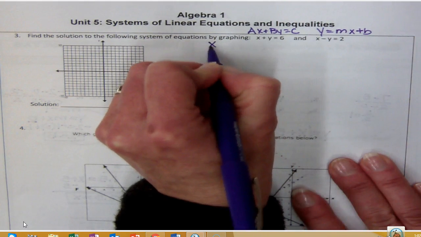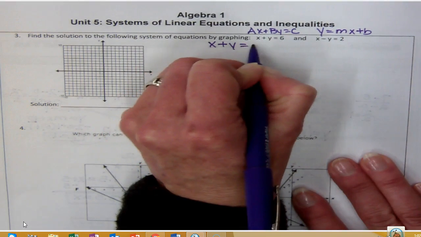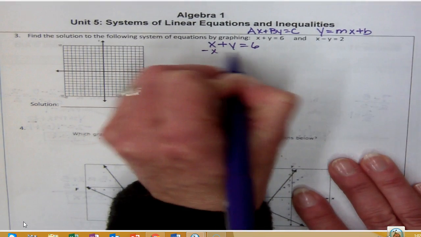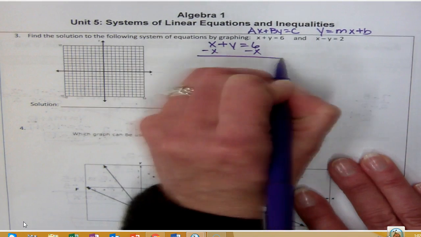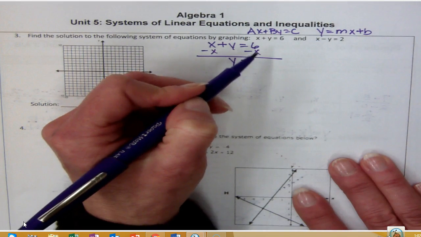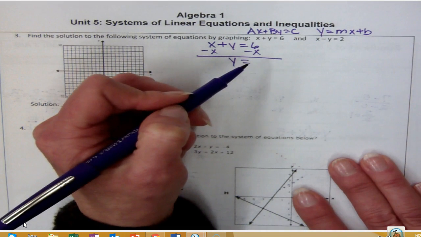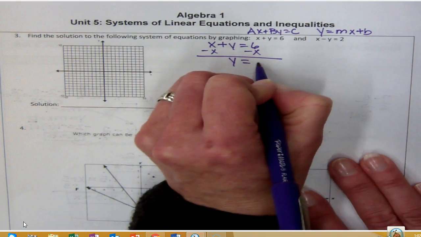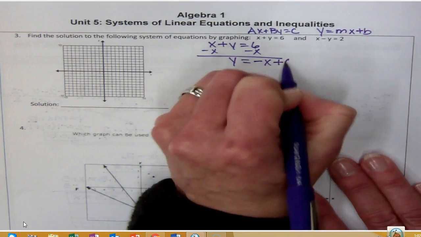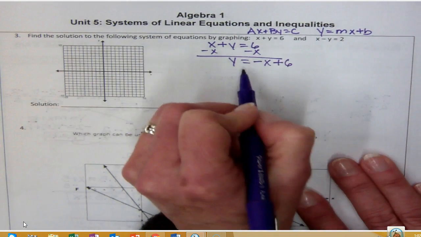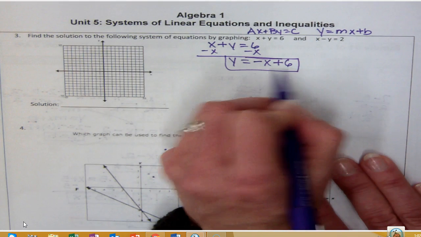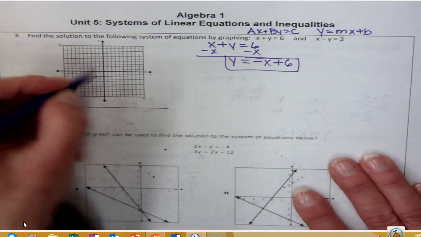So I'm going to do x plus y equals 6. And in order to get y by itself, I'm going to subtract x from both sides. I get y equals, I cannot combine these two because one's an x and one is a 6 without an x in it. So it's just negative x plus, because the 6 is positive, 6. So I can graph this now because it's in slope-intercept form. My y-intercept is 6. My slope is negative 1.